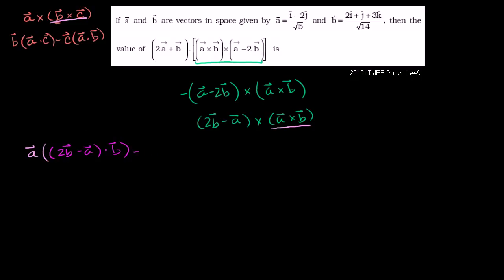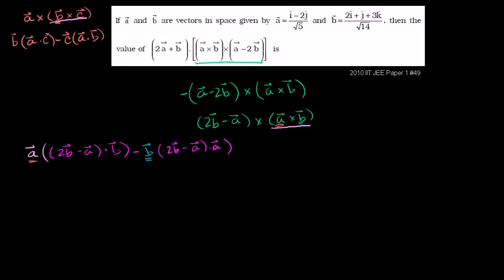Let me do that in another color. I'm going to subtract B. This is the same B over here. Maybe I should color code it. This A is that A there, and this B is this B here. So B times the dot product of, I'll do it in magenta again, the dot product of this guy, 2B minus A, dotted with A. So the dot product of the other two vectors.